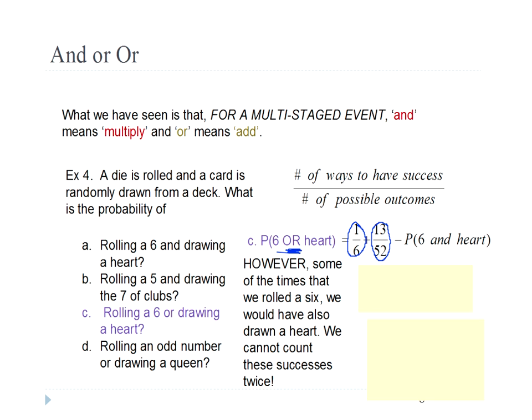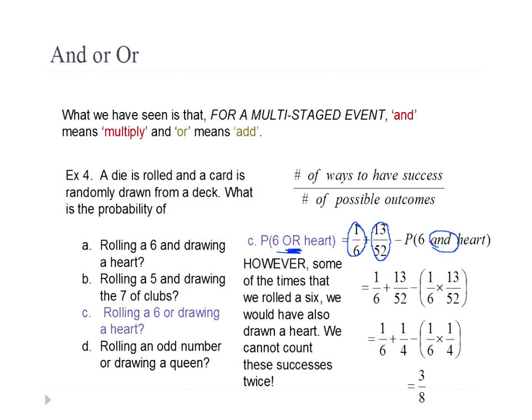And so what we're going to do is subtract the overlap. We're going to subtract the times where this happened, that both of these happened, I should say. And so the or question becomes an and question as well. We're going to add and then subtract the multiplication. And so again, we can simplify this and we get 3 out of 8. So we have to be careful here.